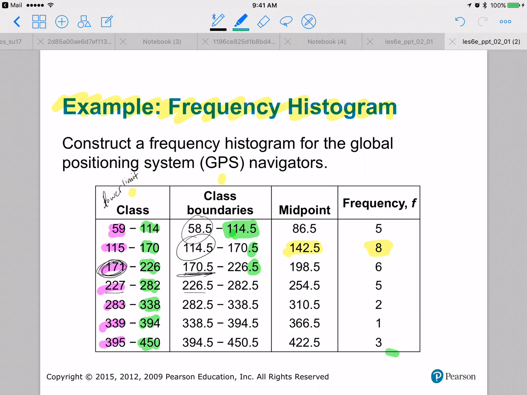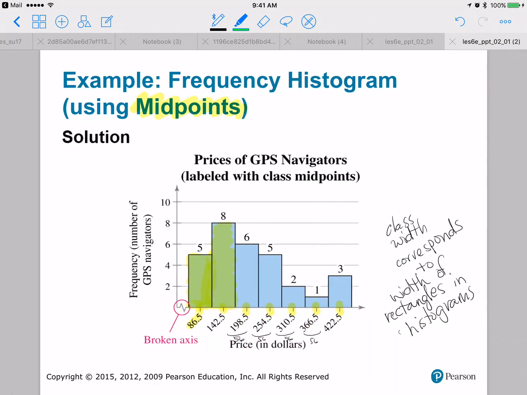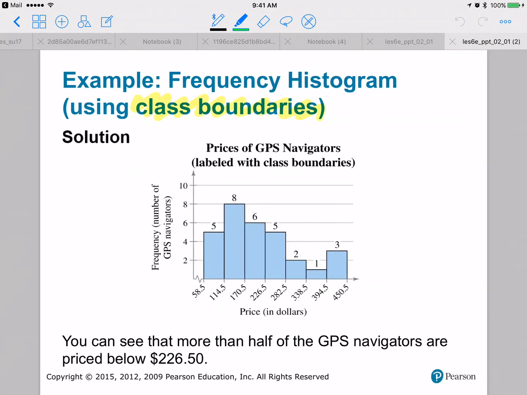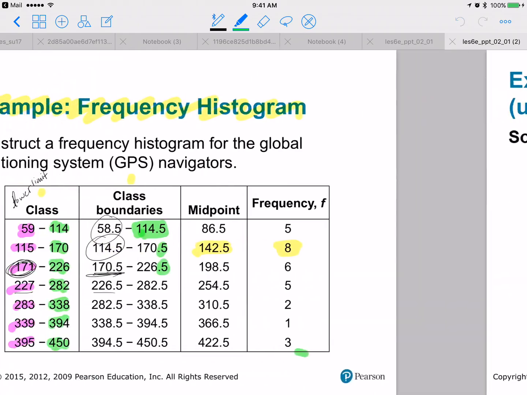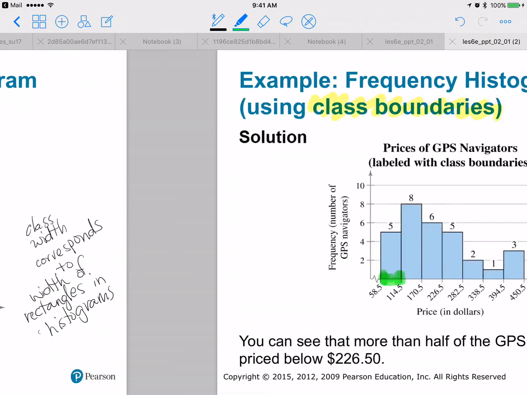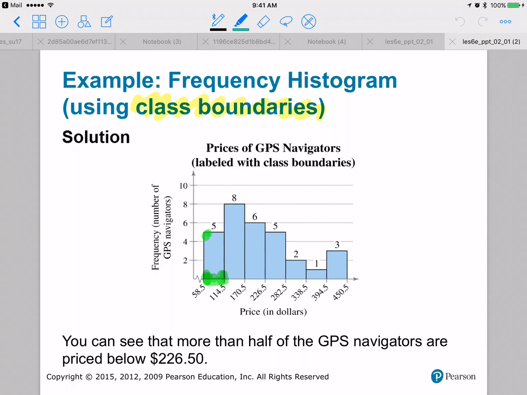So you've got your lower limits, your upper limits, your lower boundaries and your upper boundaries, and your midpoints. Now, if you're using class boundaries, instead of marking the midpoint, you're going to use your lower and your upper boundary. So 58.5 and 115.5, those are your lower and upper boundaries for your first class, right? You use the boundaries as the limits for your rectangles, okay?